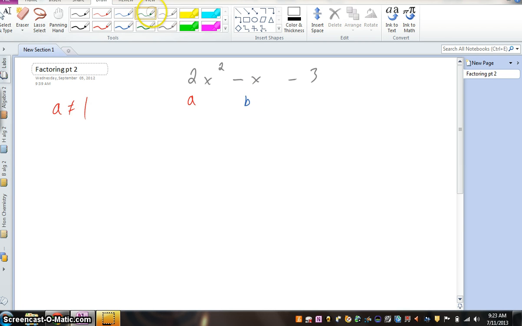Now, here's a nice thing though. B and C doesn't really matter, okay? They're just numbers. B has an X, C doesn't. All right, so that's still pretty standard. I mean, it's still in standard form, just we don't have a as 1 here, which doesn't seem like it should be a big deal, but actually it turns out to be quite a process.